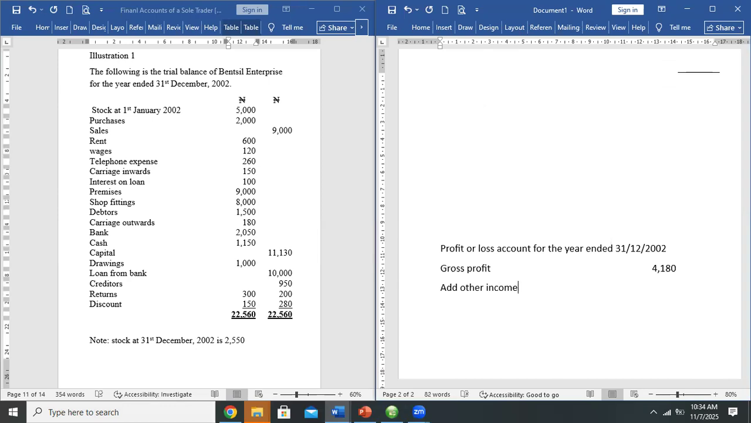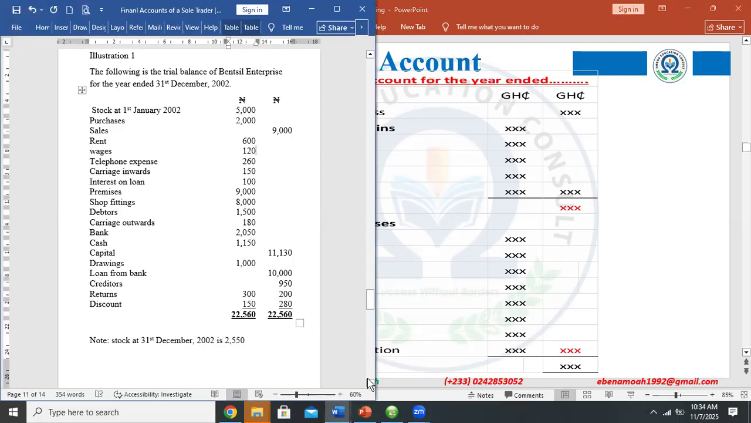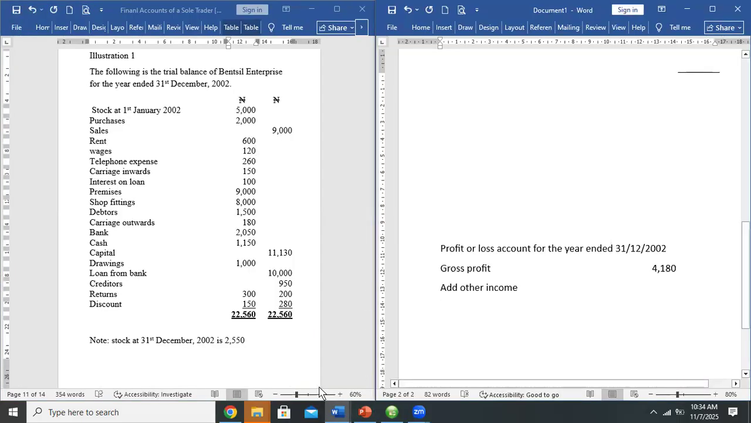So professors, what other income do you see here? Based on what we just discussed, the other income: discount received, income from investment, rent received, commission received. Which of them do you see in the question? Yes, Prof. Portia. Sir, please, discount received. Thank you.